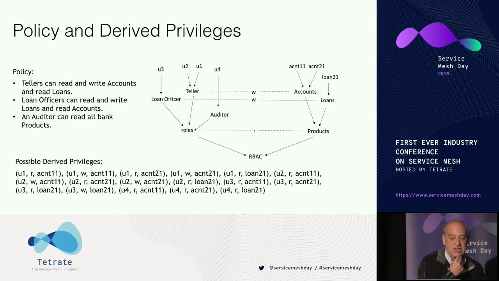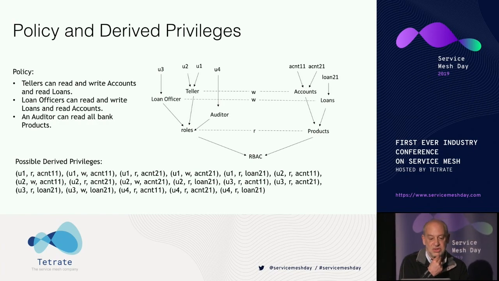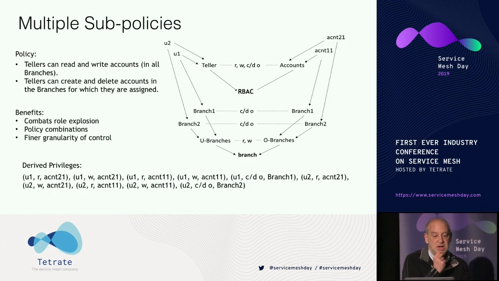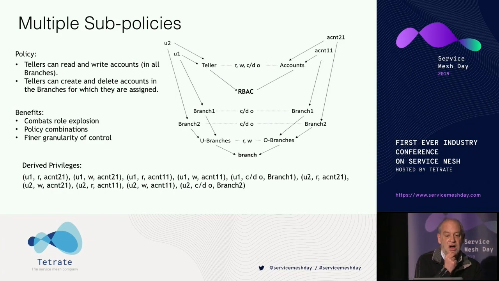So in this case, the policy is tellers can read and write accounts and read loans. Loan officers can read and write loans and read accounts, and auditors can read all bank products. But what we can do is combine policies. What that does is it provides you a greater granularity of control. So in this particular case, tellers can read and write accounts in all branches, and tellers can create and delete accounts only in the branches for which they're assigned. We can try and do this through role-based access control, but you would have to have a teller for branch one, teller for branch two, and it would basically be the number of roles times the number of branches that you would need, but through combinations, it's additive versus multiplicative.